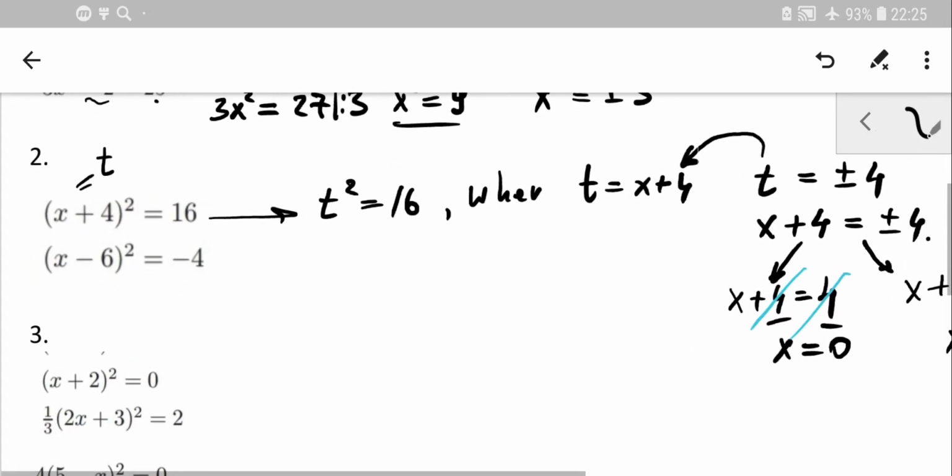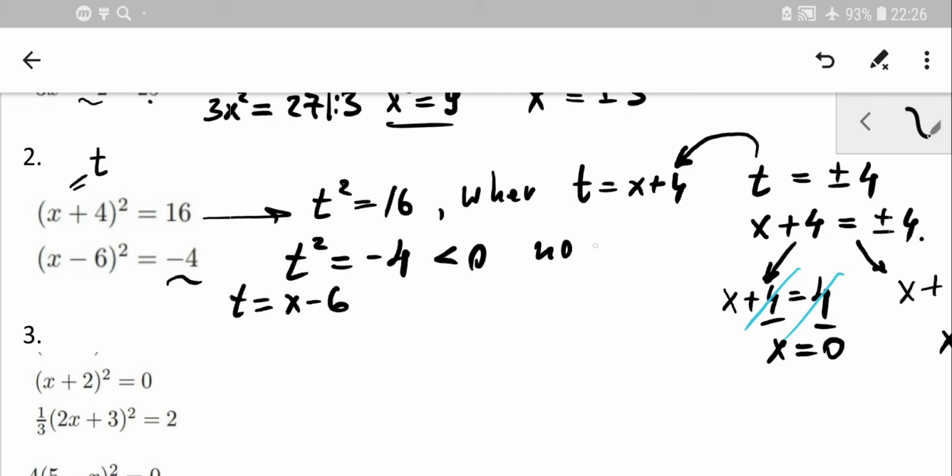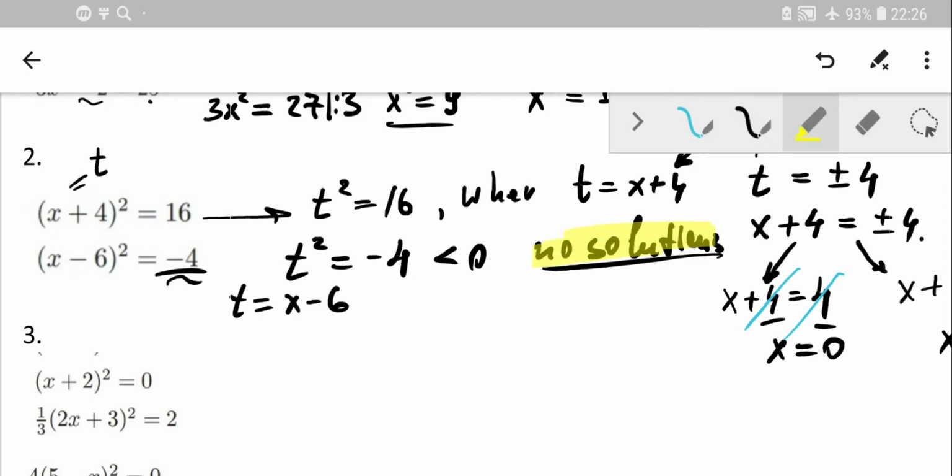So let's do the second one. Here we just need to stop and say, oh man, we have negative 4 on the right side. So even if we make the change for t, simply saying that t is x minus 6, we need to have a positive k value on the right side. However, it's negative, so we stop our solution and say no solutions. Alright, no solutions here. Don't deceive yourself, just check the k and don't keep going with this problem. You just need to stop and say no solution here.